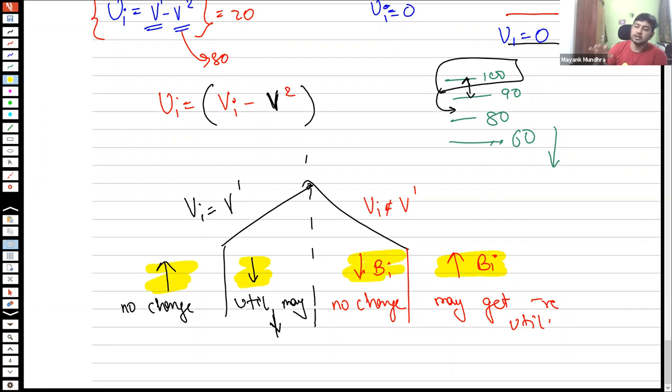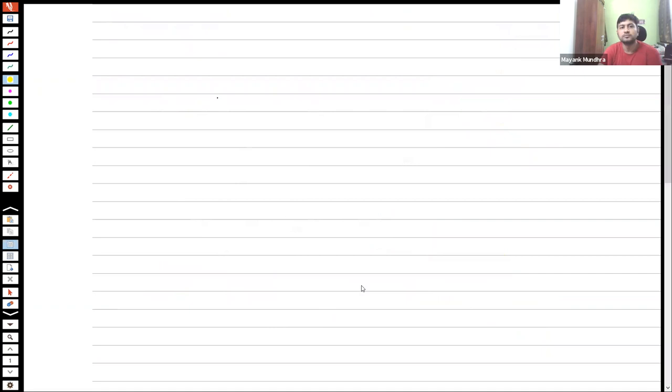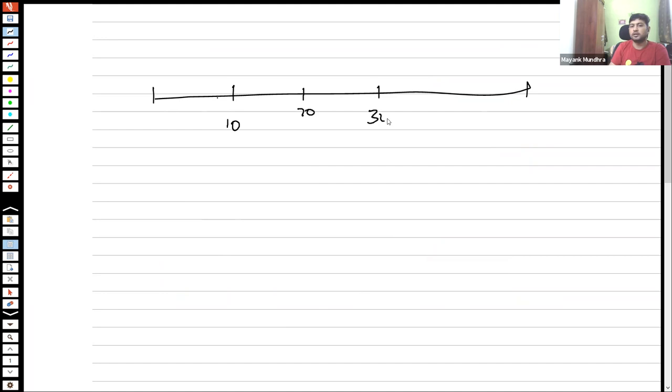It is not a unique Nash equilibrium, by the way. Let me give you an example of some other Nash equilibrium as well here. So suppose on a real number line, the valuations are 10, 20, 30, 40. So one Nash equilibrium is B1 equals 10, B2 equals 20, B3 equals 30, B4 equals 40. This is a Nash equilibrium, everybody bidding their valuations.